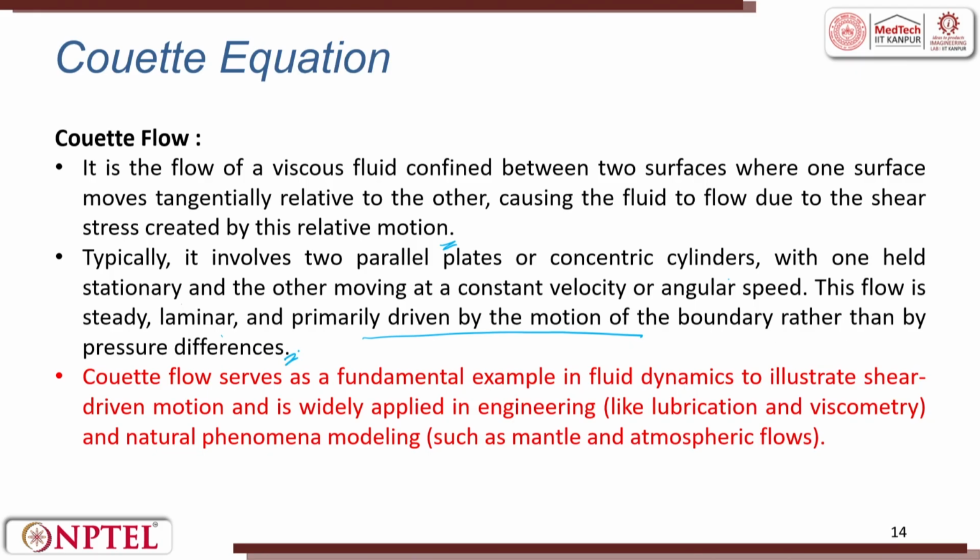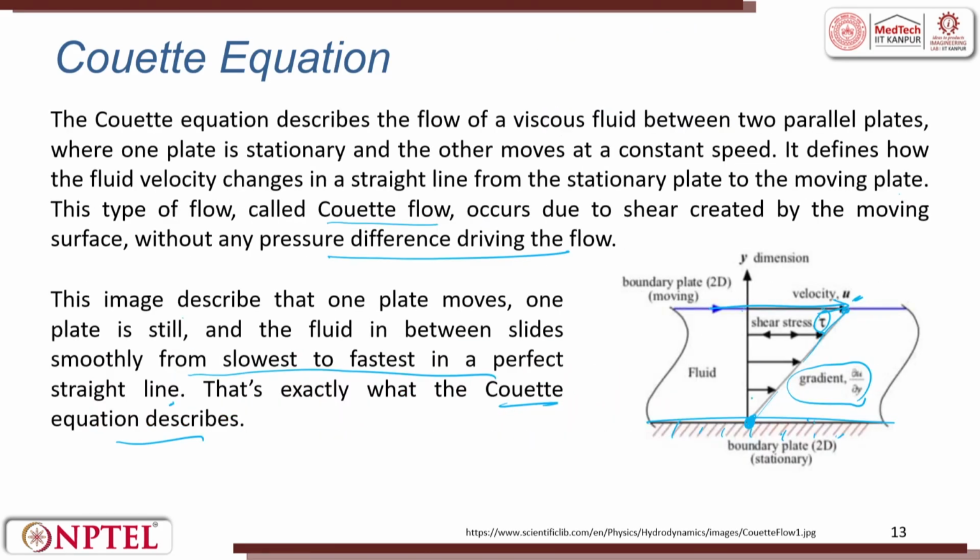This flow is steady, laminar and primarily driven by the motion of a boundary rather than the pressure difference. So, basically we are trying to say this: you can see the shear stress tau, how does it change? How does it change with respect to the distance where u is also changing?